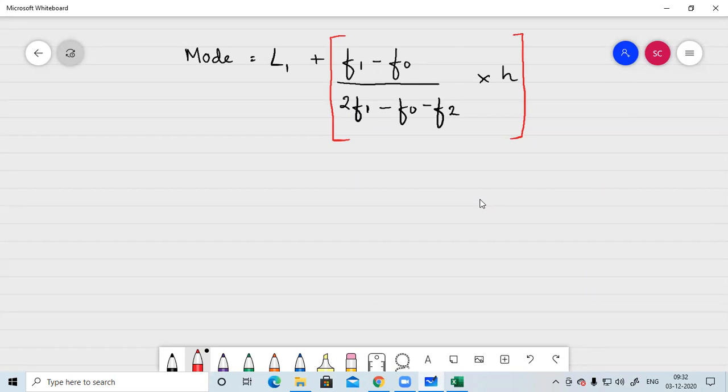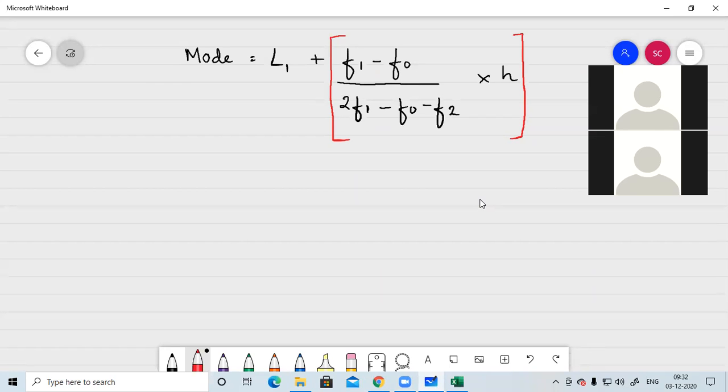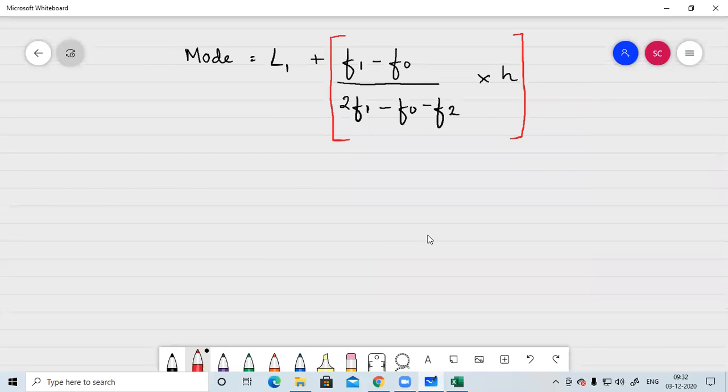Now, the mode formula says L1 plus (F1 minus F0), that is not O, that is 0, children, divided by (2 F1 minus F0 minus F2) into H. Now, F1 is very commonly written in many places as Fm also, so this can also be written as M. So what does that mean? Let us understand the formula.